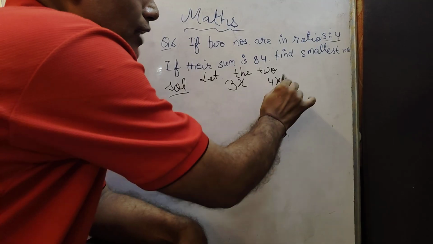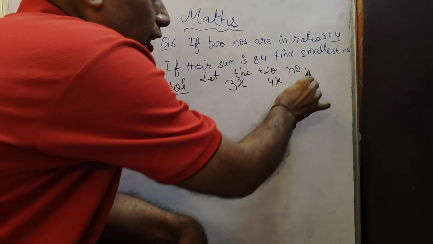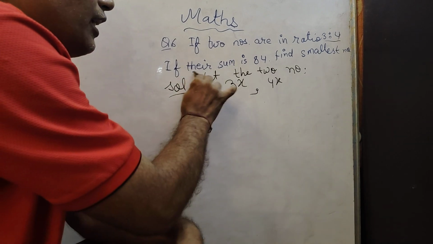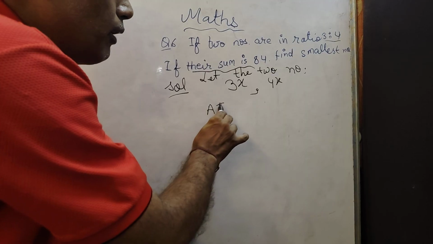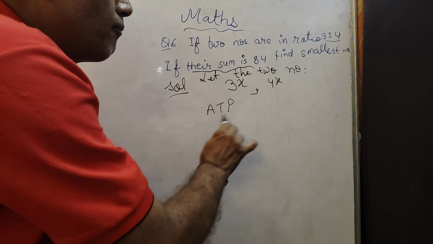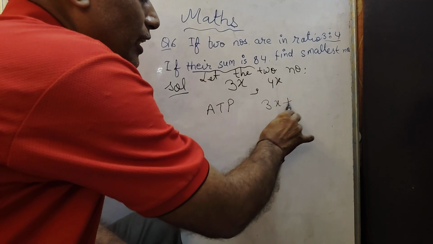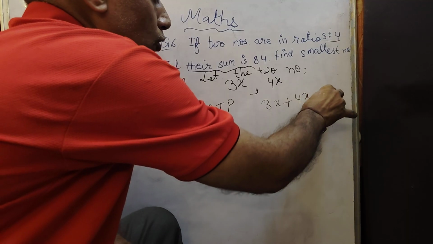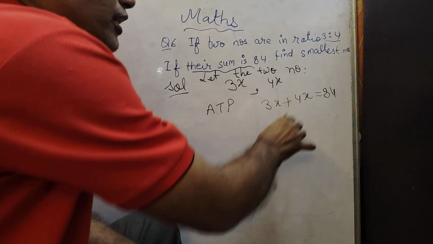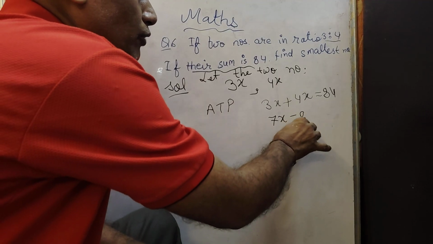So after assuming these two numbers, 3x and 4x, the next step is in the next sentence: the sum is 84. So according to the problem, ATP means according to problem, it is their sum. What is sum? Sum means a plus sign between 3x and 4x, and its sum is 84. So we write equal to 84. So 3x plus 4x is 7x, equal to 84.